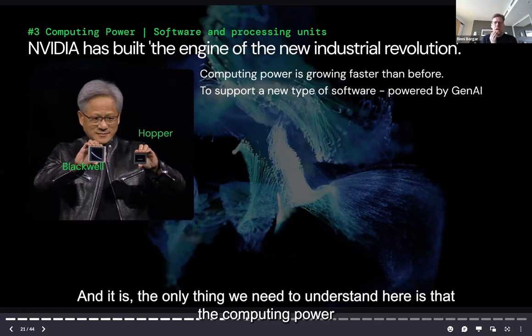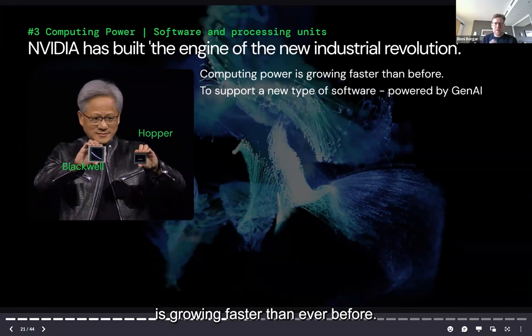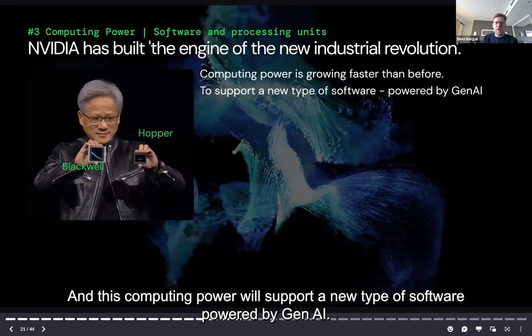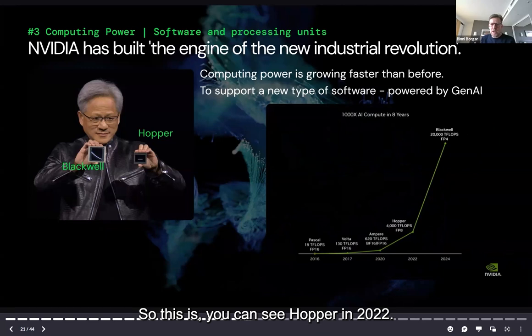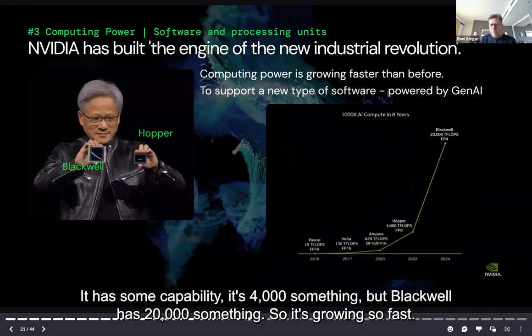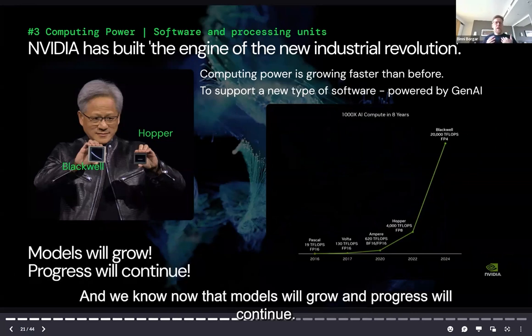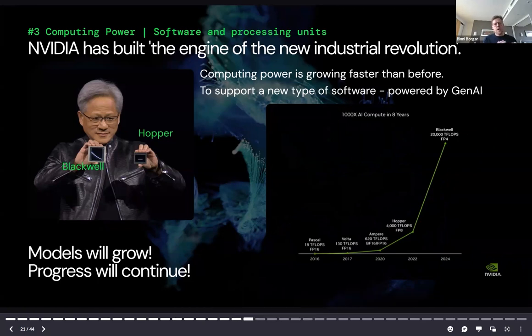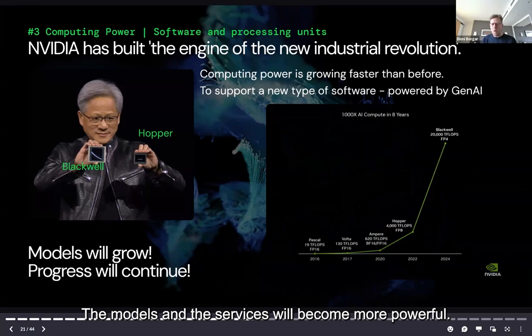The only thing we need to understand here is that the computing power is growing faster than ever before. And this computing power will support a new type of software powered by Gen AI. You can see Hopper in 2022 has some capability, it's 4,000 something, but Blackwell has 20,000 something. So it's growing so fast. And we know now that models will grow and progress will continue. We're not going to stop now. The models and the services will become more powerful.